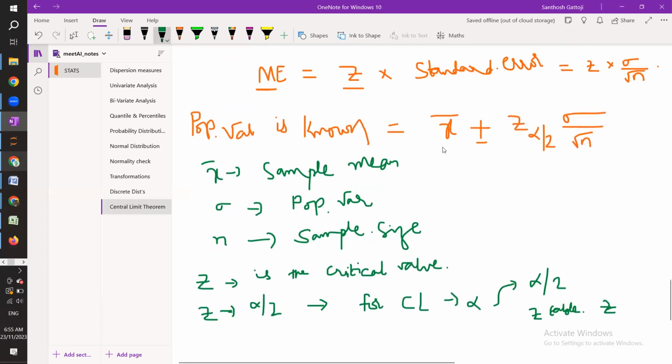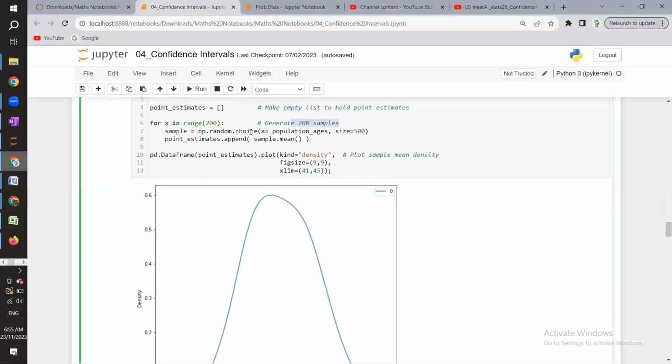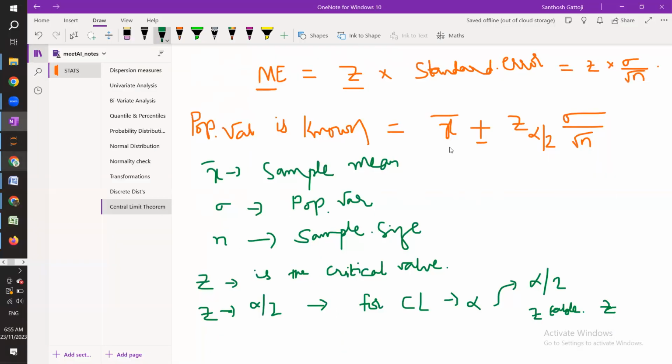But coming to this formula, let me know if it is clear: point estimate plus or minus standard error or margin of error. So nothing new in this. Since you are taking multiple samples, let's say like in this example you are taking 200 samples, you will have a sampling distribution, and from all the sample means you will calculate a mean, which is called the sample mean.